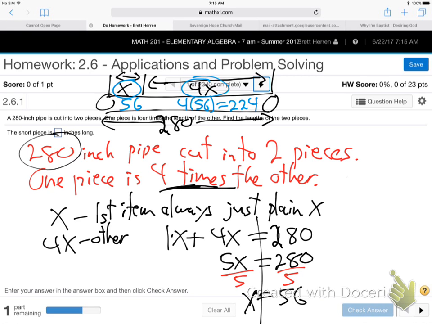That makes sense, what I'm doing there? I just took that 56 and plugged it in for x right there and then right there in the formula. And those are our two answers. The shorter is 56, the longer is 224. And we're done. Questions I can answer on that one?